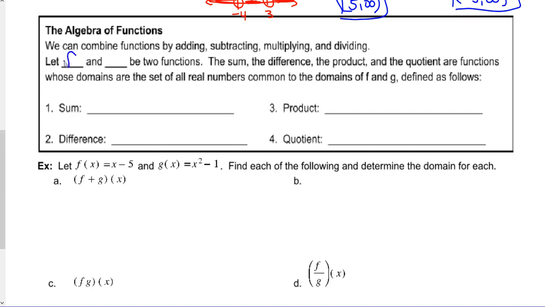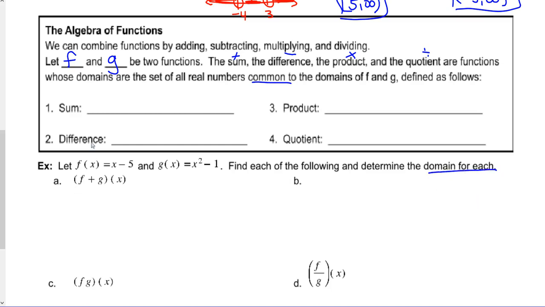We're going to let f and g be two functions. Now the sum, the difference, the product, and the quotient are functions whose domains are the set of all real numbers common to the domains of both of the functions, defined as follows, okay? So what we're going to do is determine what the function is first, and then they're going to ask us, well, what is the domain for that function?